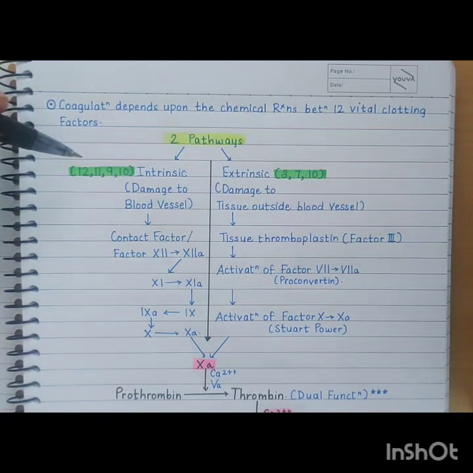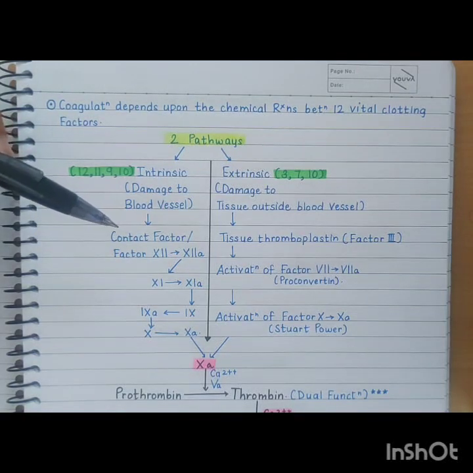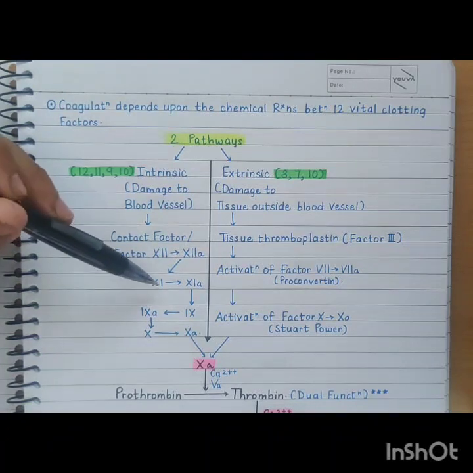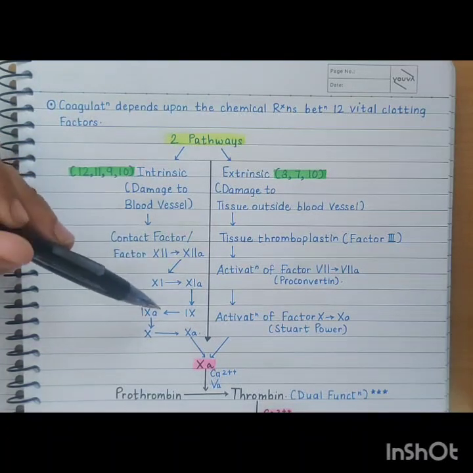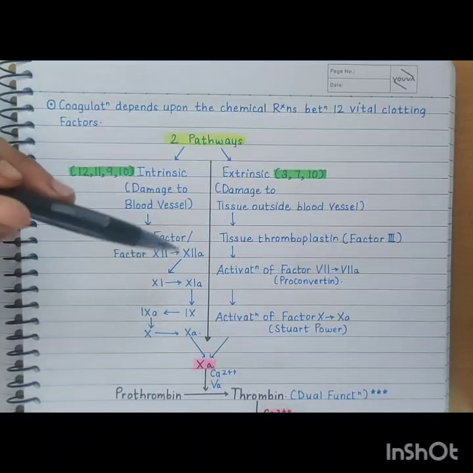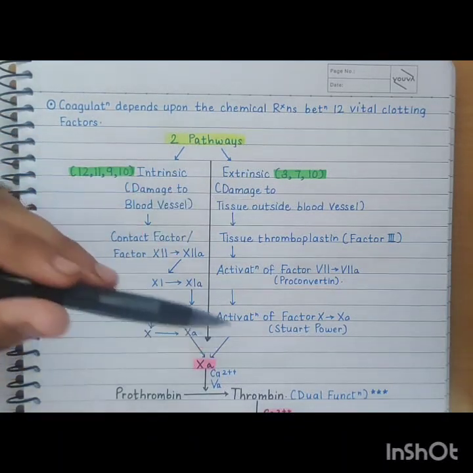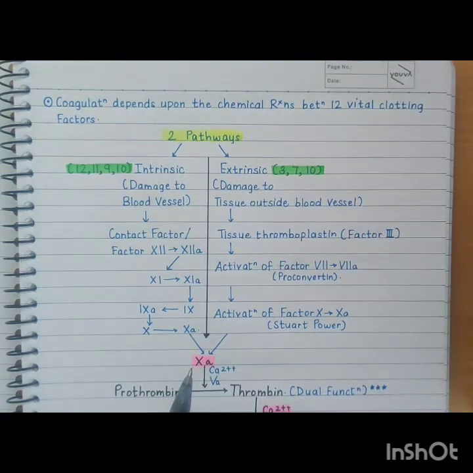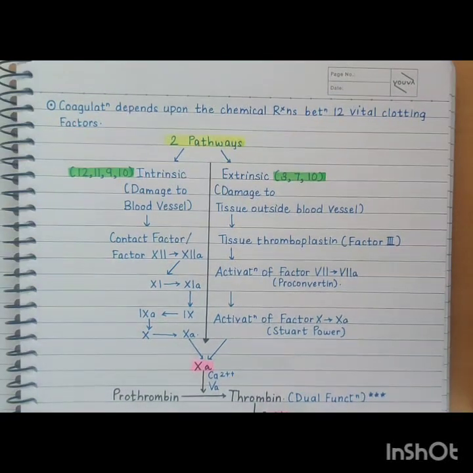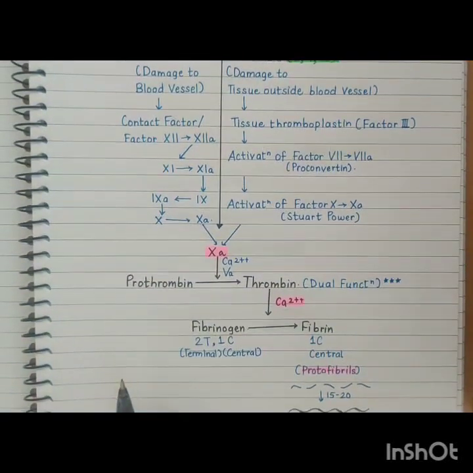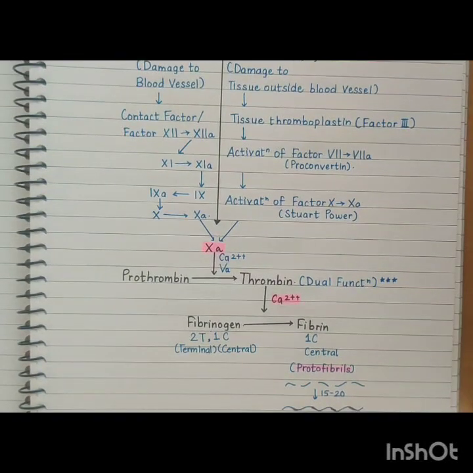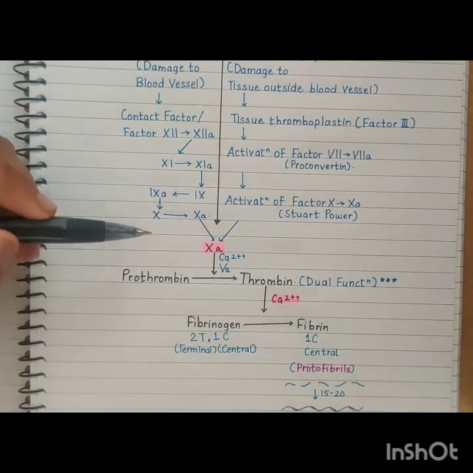Before that we'll have factor 12, which is the Hageman factor, which is released because of the damage to the actual blood vessel, which will activate factor 11, which will then activate factor 9, which will then activate factor 10. So this entire step will take place in the intrinsic and the extrinsic pathway just to activate factor 10 finally.